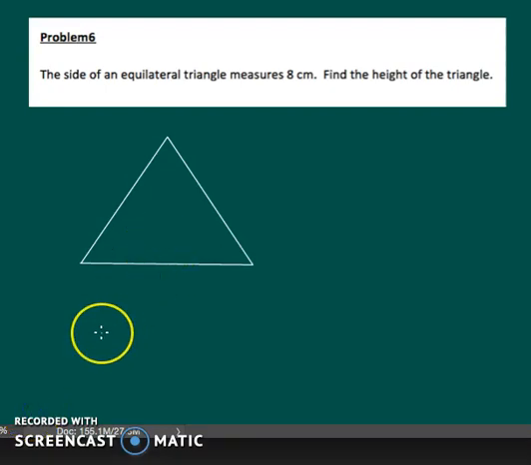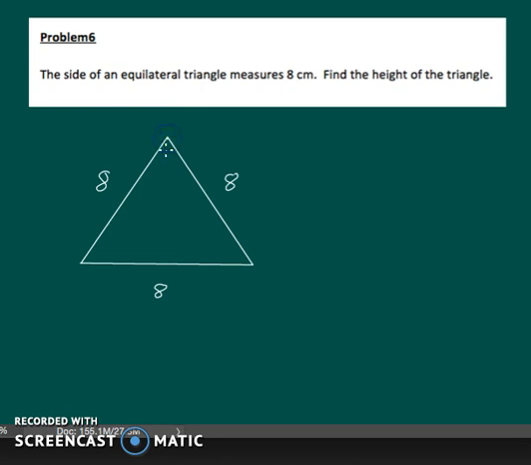Hi everyone. So here I have sketched an equilateral triangle, and we're told that a side of it measures 8 centimeters. Well, because it's an equilateral triangle, we know that all the sides in fact measure 8 centimeters. And we are asked to find the height of this triangle.